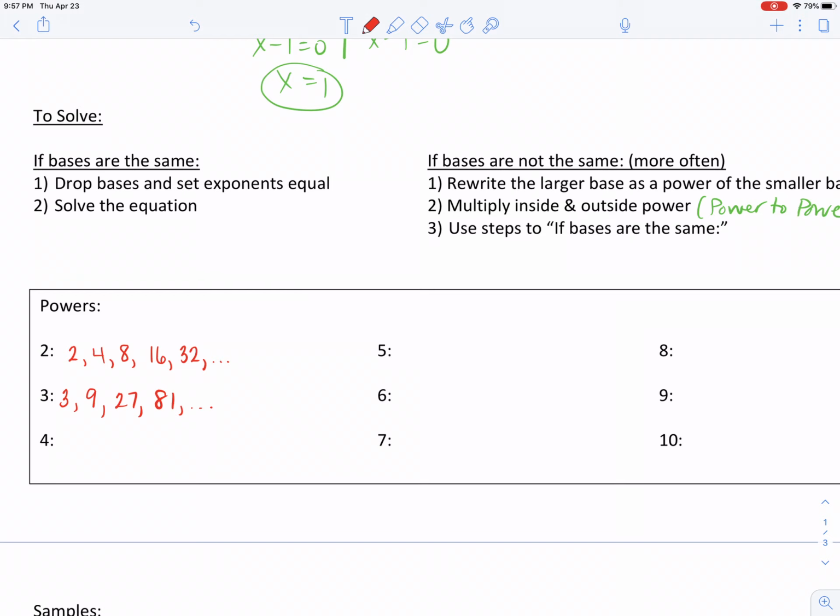I don't memorize these numbers. I'm just generating it as I'm saying it. Powers of 4. 4 to the first power is 4. 4 to the second power is 16. 4 to the third power, 16 times 4, is 64. 4 to the fourth power, I believe, is 256.